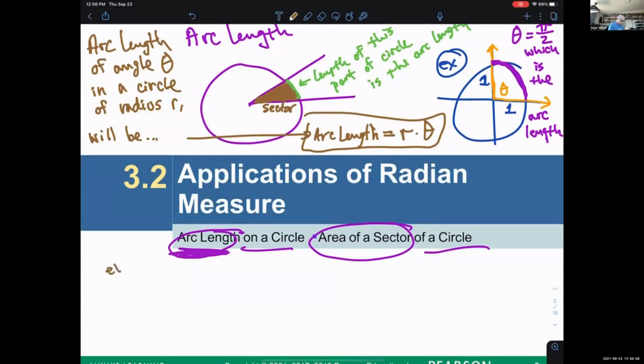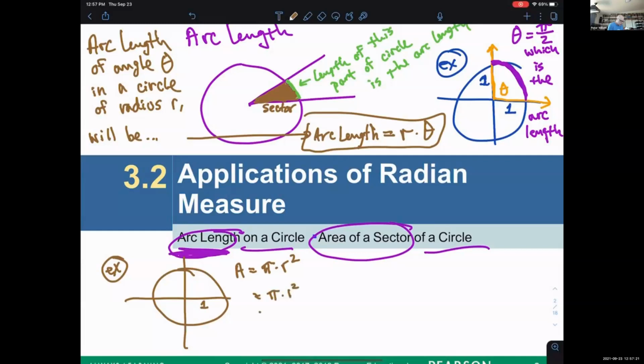As an example of a sector of a circle, if I have a unit circle, then I know the area of the whole circle is pi times r squared. And so if we have a length of 1, then that would be pi times 1 squared, or pi.